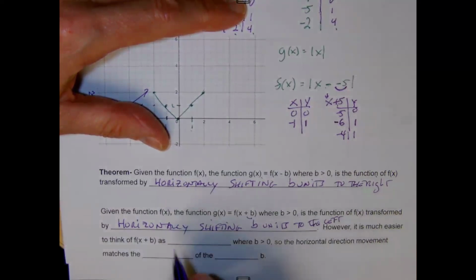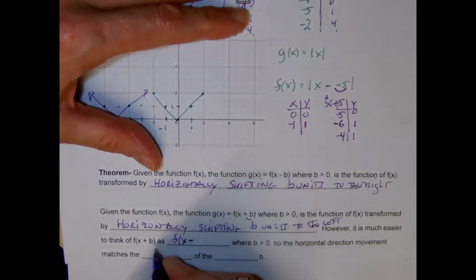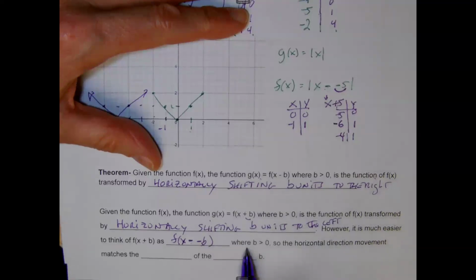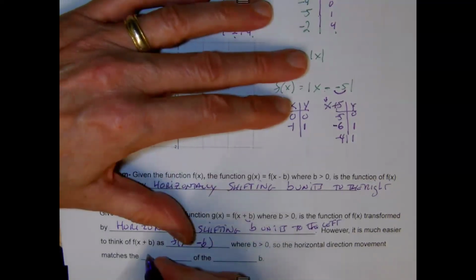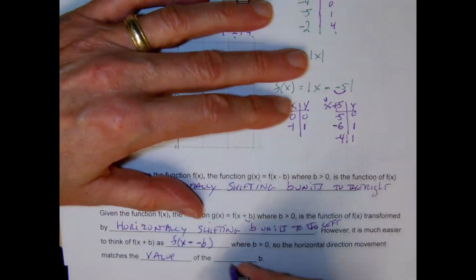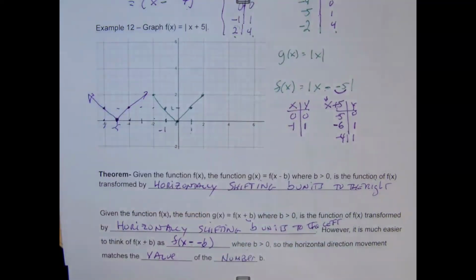However, it is much easier to think of it this way: if you see addition, change it to subtraction, the opposite of whatever you were doing, where b again is greater than 0. So the horizontal direction of movement matches the value of the number, whatever b happens to be.